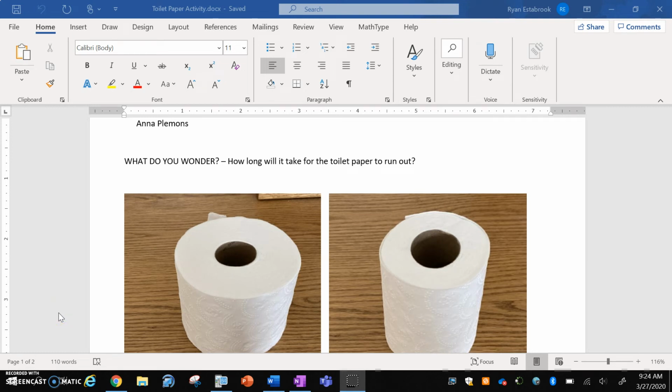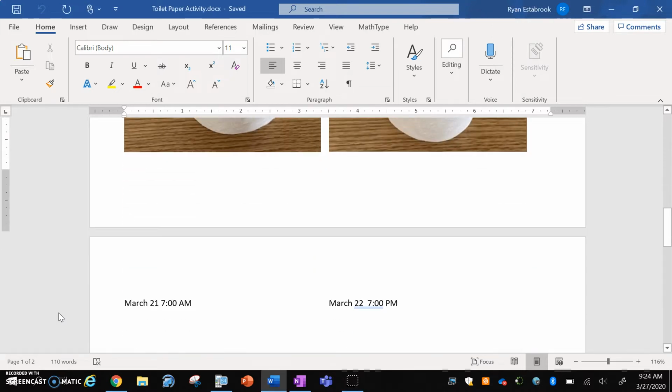All right, so here are some of the results from our toilet paper activity. Anna says, what do you wonder? She wonders how long will it take for the toilet paper to run out? And I think that's a good question that we're looking to answer here.